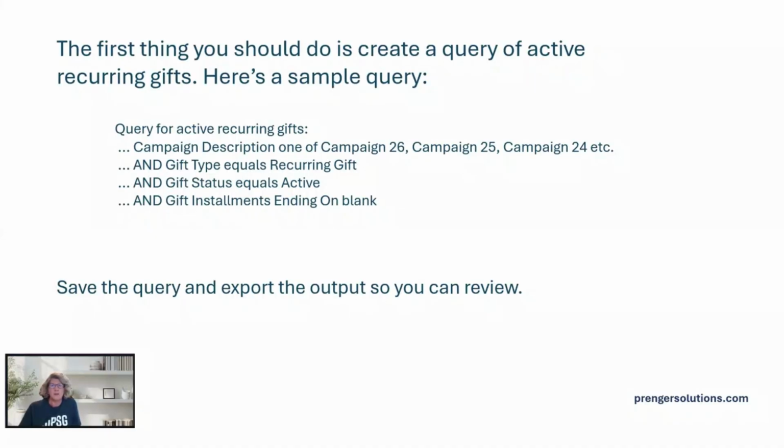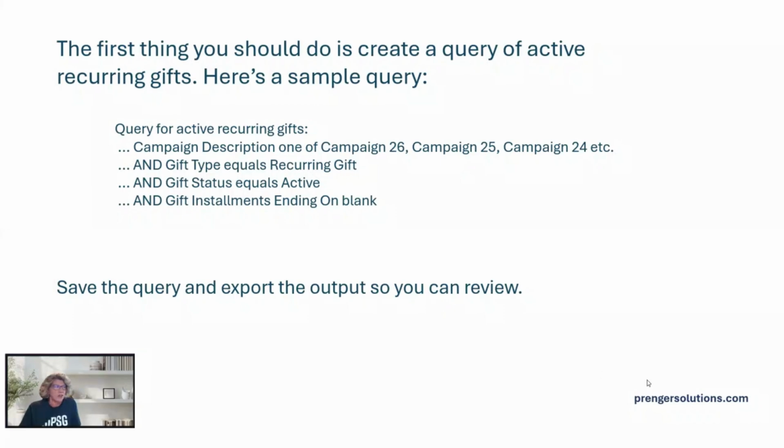So the first thing you should do is create a query of your active recurring gifts. So here's a sample that I put together. You want to select your campaigns that may have had recurring gifts created in them. If you haven't been amending the campaign as you go along, then you're going to want to go back a couple of years to make sure that you're getting all active recurring gifts. And you might also just want to select gift installments ending on blank. These would be recurring gifts that will go until they are stopped. If they have an end date, then you may not need to automate them quite yet.